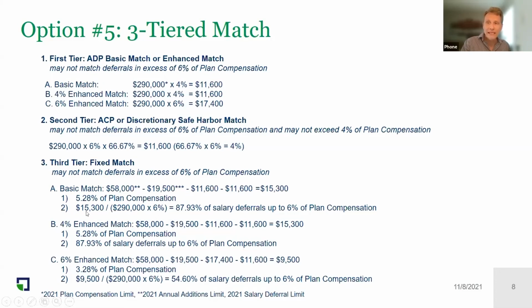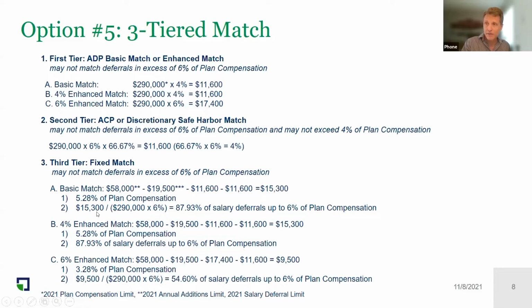But what we really need to do is calculate what this is as a percentage of salary deferrals up to 6% of plan compensation. And this is the calculation right here. We simply take the match divided by our compensation times 6%. It works out to 87.93.